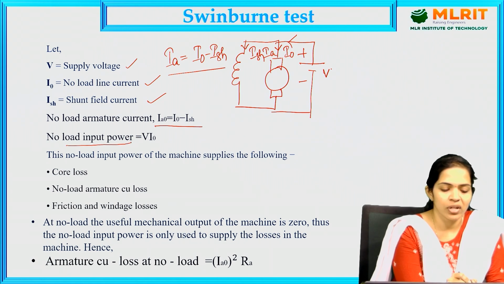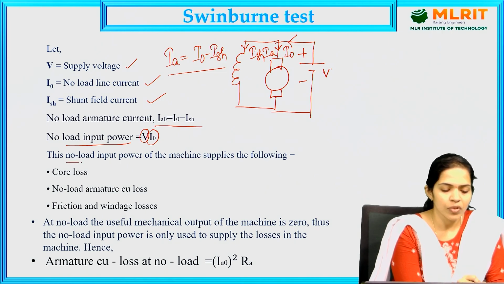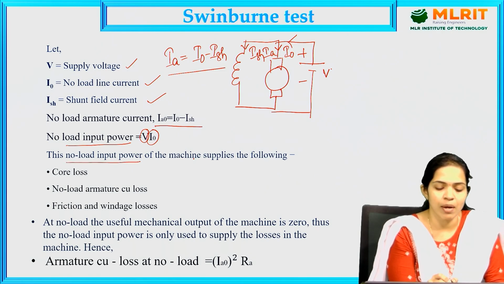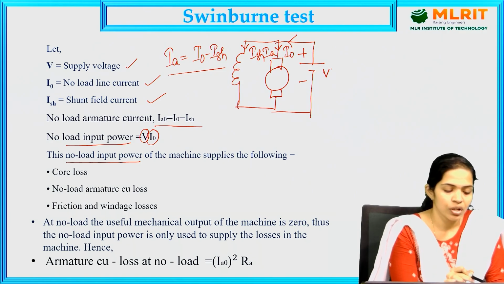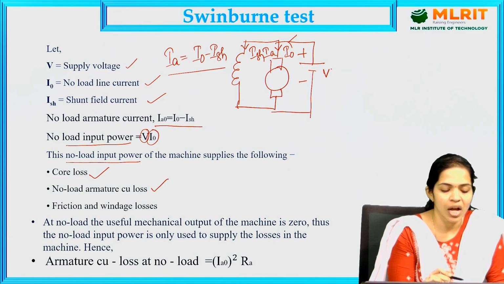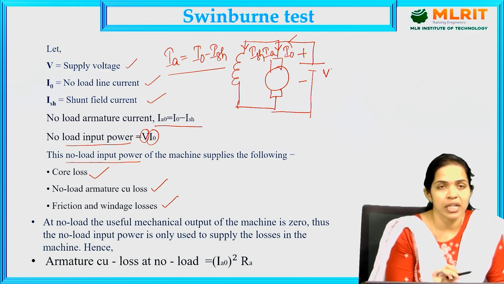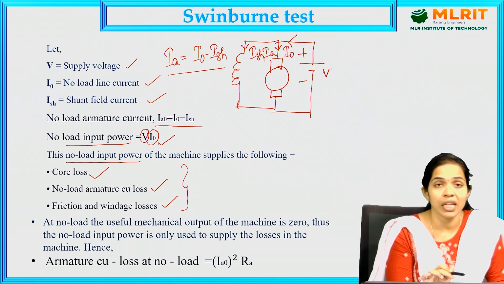So the input power can be now the supply voltage, applied supply voltage into no load current will give the input power. This is the no load input power of the machine which is applied to the DC motor or the shunt motor. It supplies the core loss, no load armature copper loss, friction and windage losses. So all these kind of losses are discussed in detail in our previous lecture. So the input power which is required to supply all these losses under no load condition is nothing but V into I0.